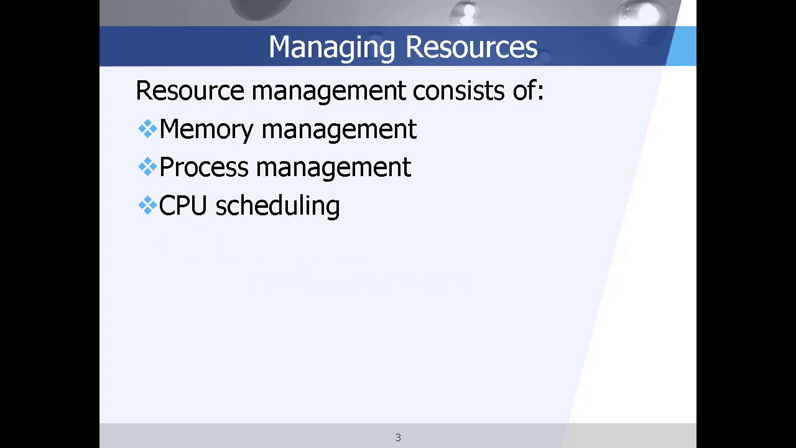Operating system is an independent course in the computer science major. So in this course, we just give some brief concepts and basic algorithms used in the operating system. In this part, we are going to talk about memory management, process management, and CPU scheduling, which are the three important functions of resource management.